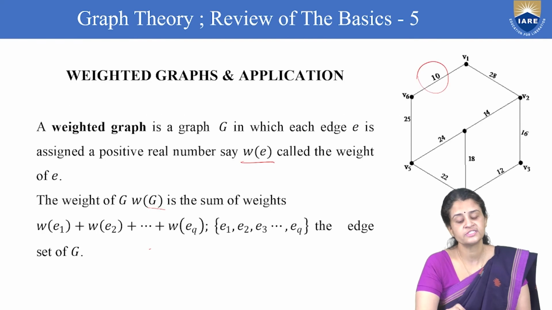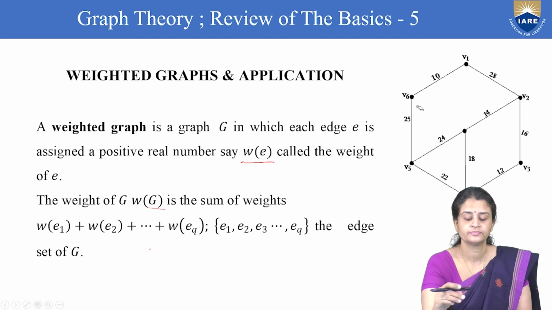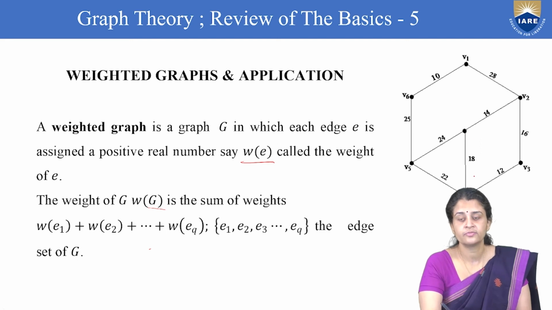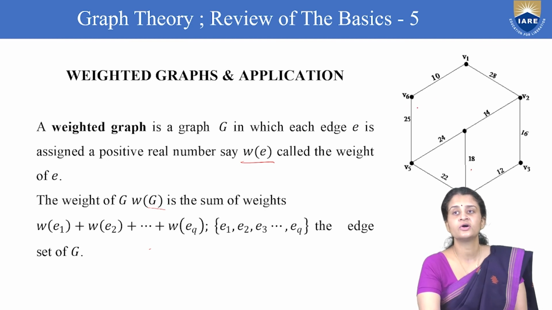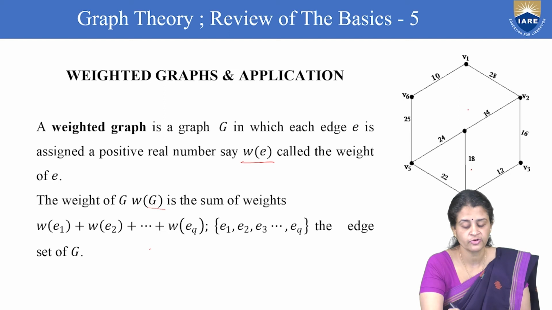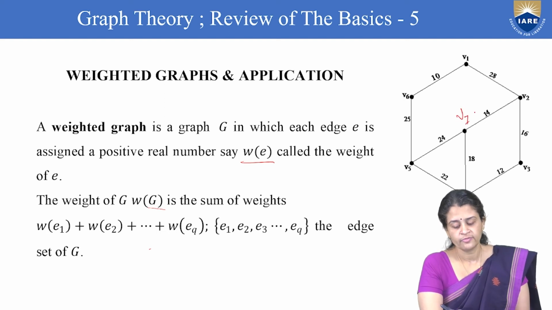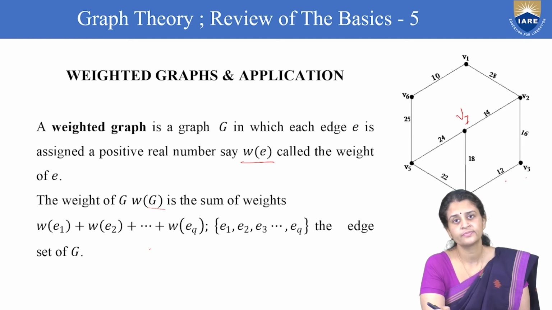And what is the weight of this graph? What is the weight of this edge connecting this? It is 18. And what is the weight of this edge? It is 28. So this graph has not 6 vertices, 7 vertices. I forgot to put this one, 7. Okay. And what is the weight of the edge connecting V7 and V3?